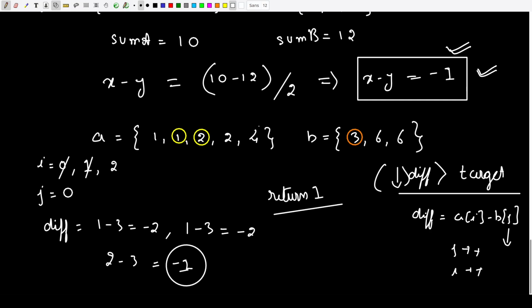And let us say we have exhausted all the elements and we are not able to find a pair such that the difference between the pair is equal to target. In such a case, we are going to return -1. So that's the whole idea, folks. Now let us discuss the pseudocode for this problem.